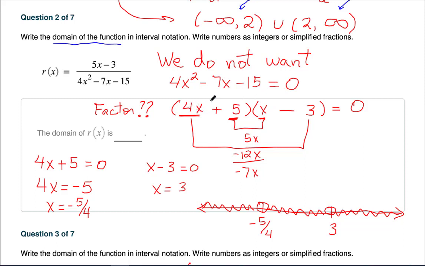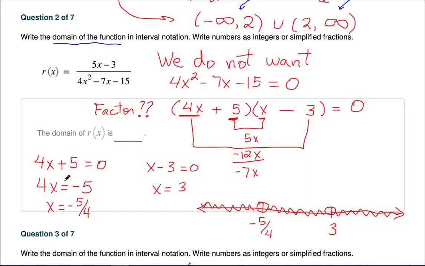Let's see, 4x times x is 4x squared. I need two numbers that'll multiply to give me minus 15. Alright, so I've got 5 and 3. I just need to adjust the sign so I get this minus 7x in the middle. So I have a 5x here. I have a minus 12x there. That does give me the minus 7x.